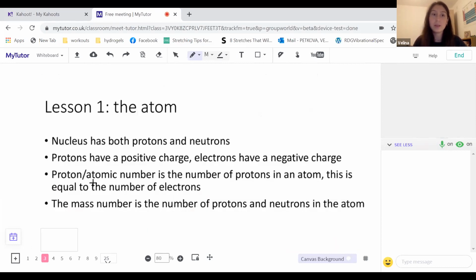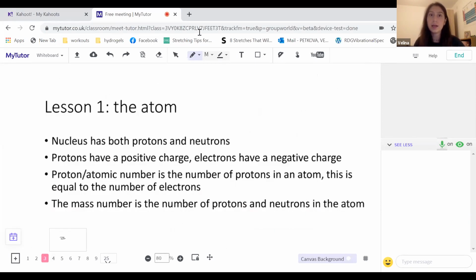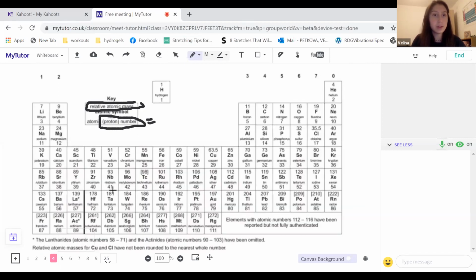Remember that the proton number, also sometimes called the atomic number, is the number of protons in the atom, and this is equal to the number of electrons in the atom. We need to also know that the mass number, the number at the top, the relative atomic mass, is the number of protons and neutrons in the atom. So these are your key takeaways from lesson 1. And there's a few more. So let's quickly run through an example.